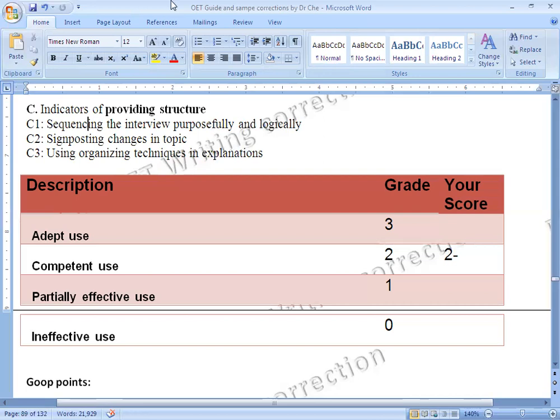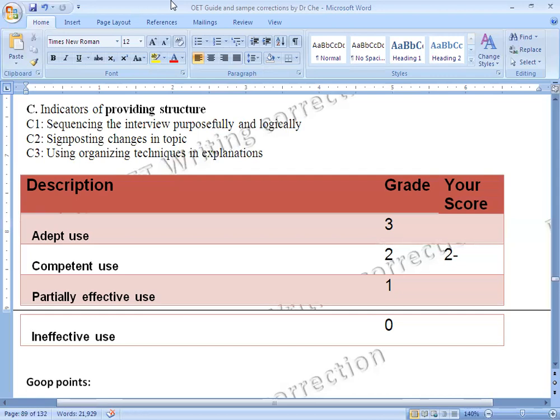Okay, Mr. Smith, talking about your symptoms, could you please tell me this? And at the end, Mr. Smith, I would like to discuss some lifestyle modifications with you. First of all, you need to avoid junk food. You need to do this. So this is called sequencing.